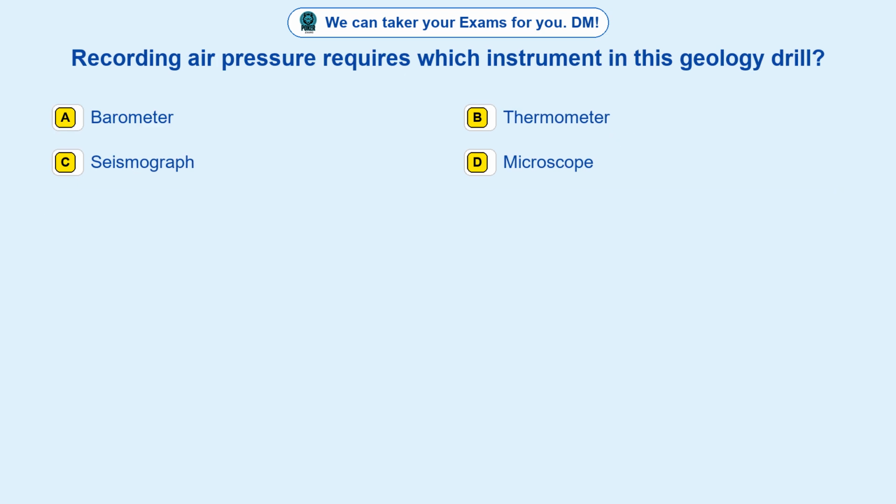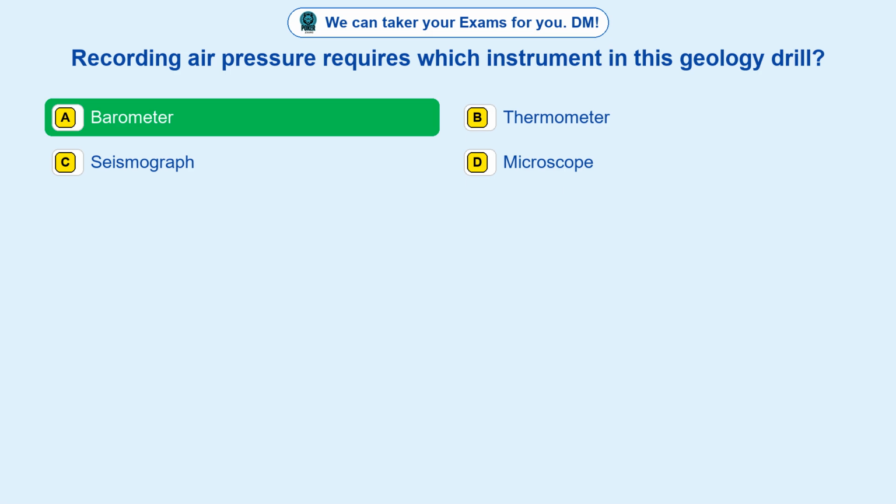Question 100. Recording air pressure requires which instrument in this geology drill? Option A, barometer. Option B, thermometer. Option C, seismograph. Option D, microscope. The correct answer is option A, barometer.